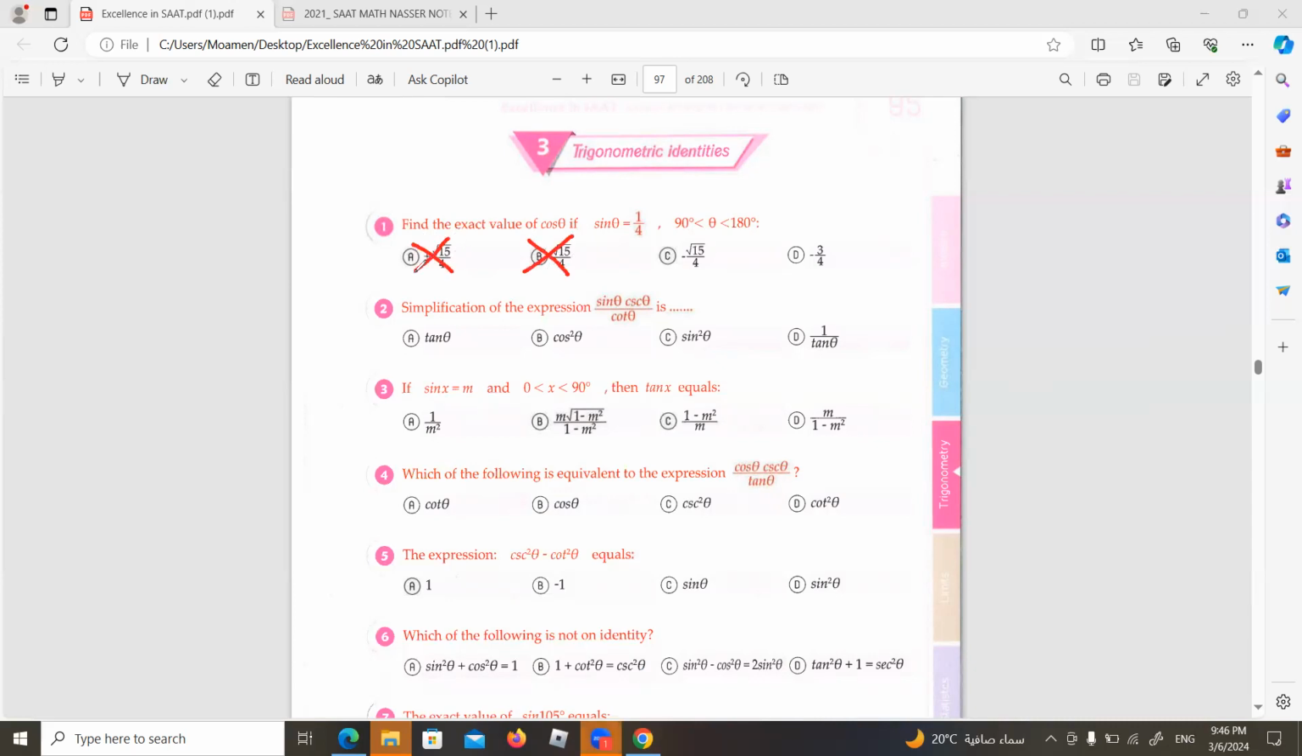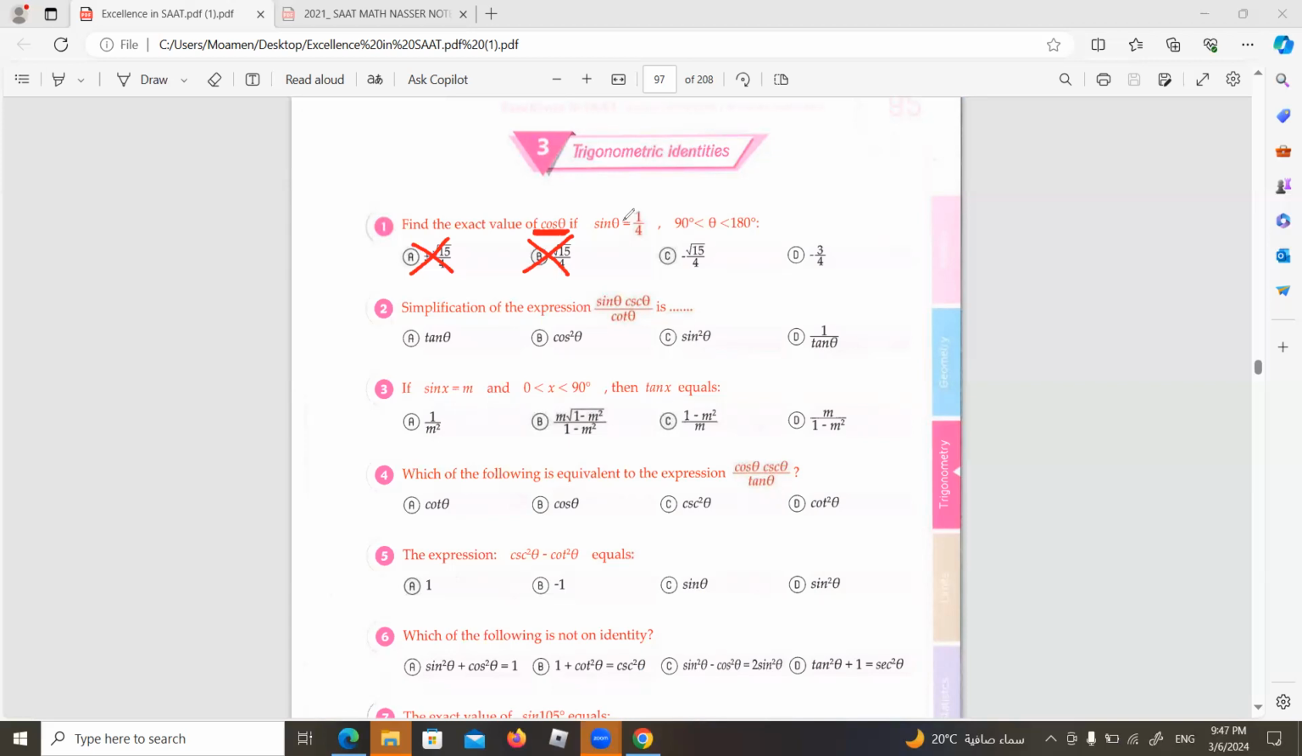So the positive options are out, and we still have two answers. To find the cosine, I was asked about the cosine, and he gave me the sine.